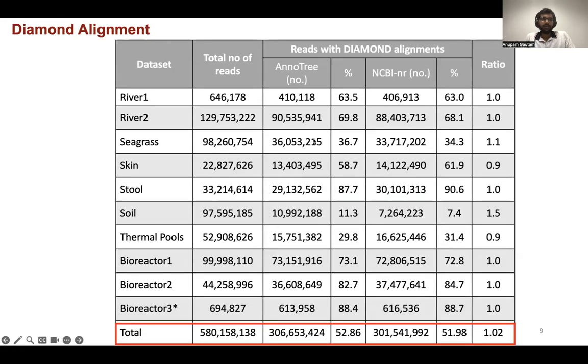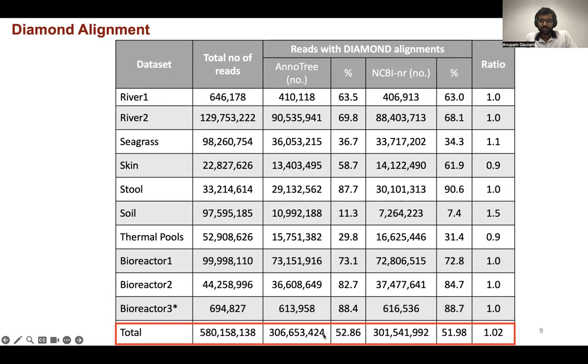Then we carried out Diamond runs against both databases, one time using AnnoTree and one time using NCBI NR. These are the alignment statistics for each sample. One thing you can see is that the alignment ratios, calculated by dividing the AnnoTree run by the NCBI NR run, are always near one. So even with a smaller database, Diamond was able to align a similar number of reads.